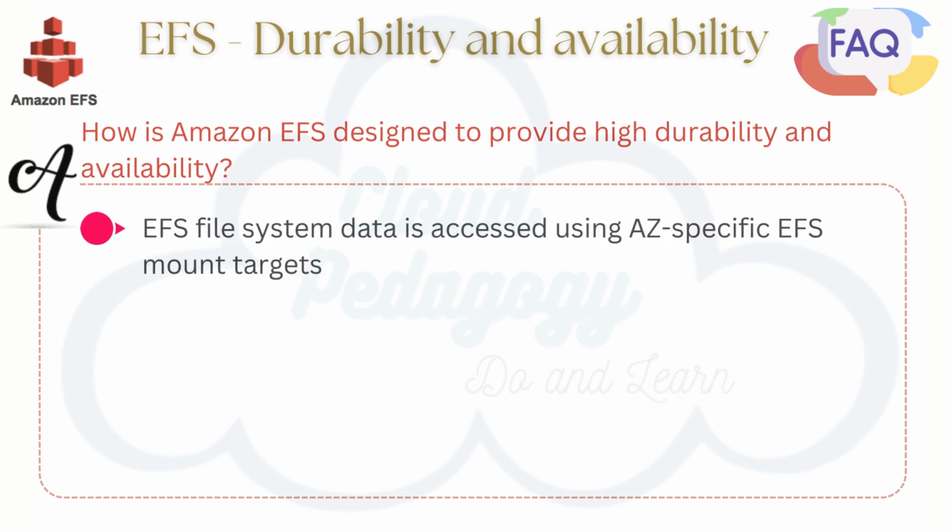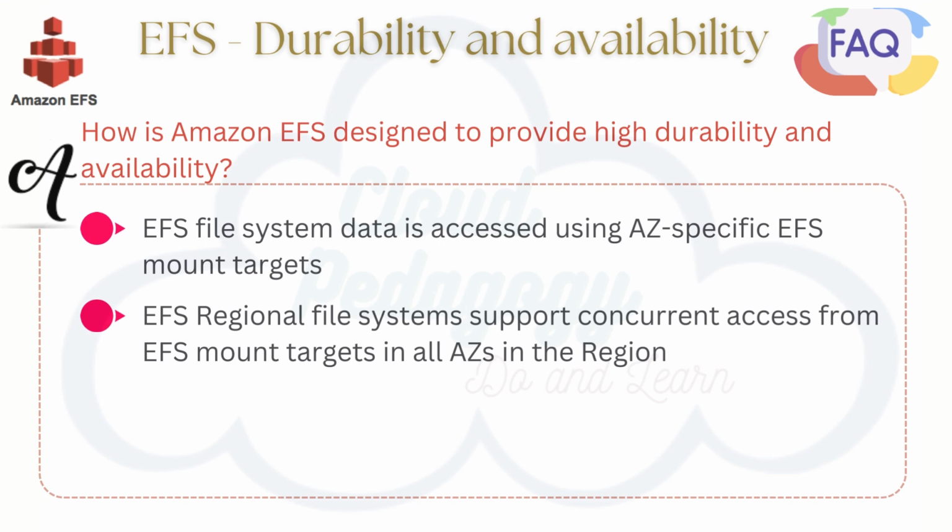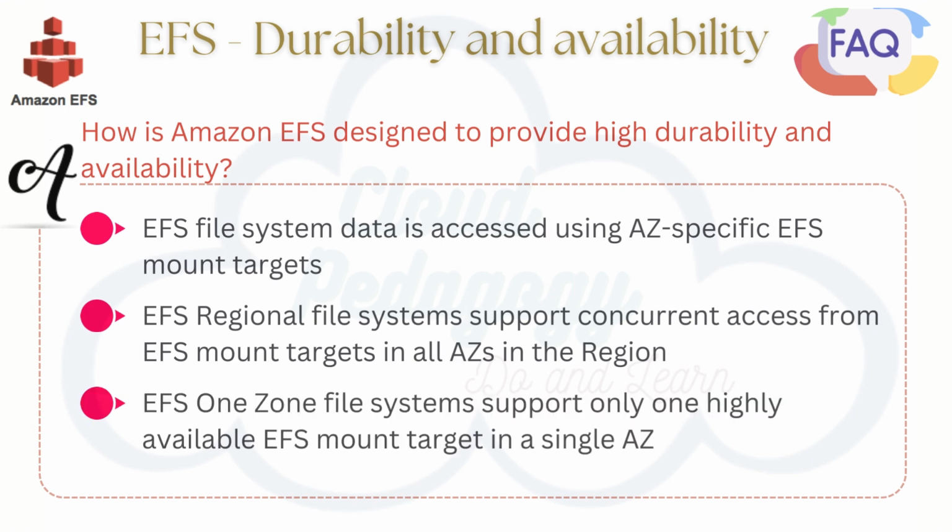EFS file system data is accessed using AZ-specific EFS mount targets, which are designed to be highly available within an AZ. EFS regional file systems support concurrent access from EFS mount targets in all AZs in the region where they are located. That means you can architect your application to fail over from one AZ to other AZs in the region to achieve the highest level of application availability. EFS One-Zone file systems support only one highly available EFS mount target in a single AZ, which means data may become unavailable during a disaster or other fault within that AZ.